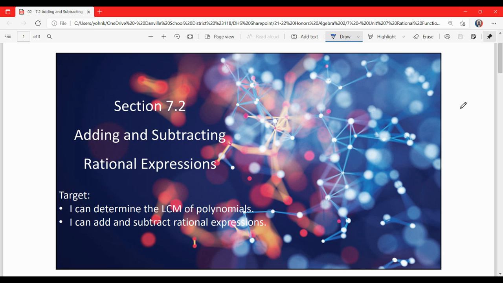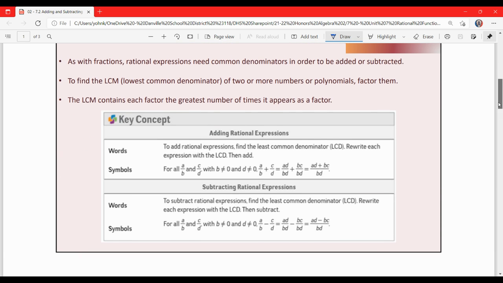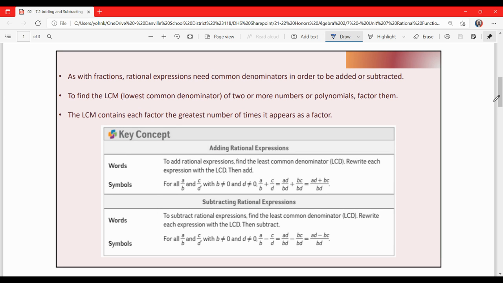Today we're going to learn how to determine the LCM of polynomials so that we can then add and subtract rational expressions. As with regular fractions, rational expressions need common denominators in order to be added or subtracted. To do this, we can find the lowest common multiple, which will in turn become the lowest common denominator. And we can do that for two or more different polynomials that we're going to add and subtract.